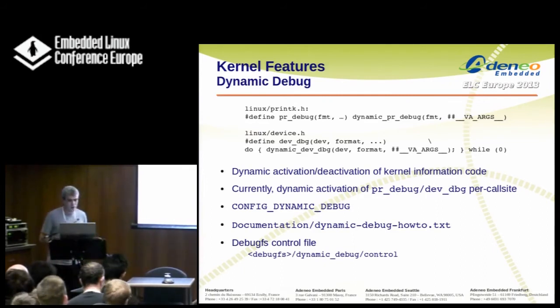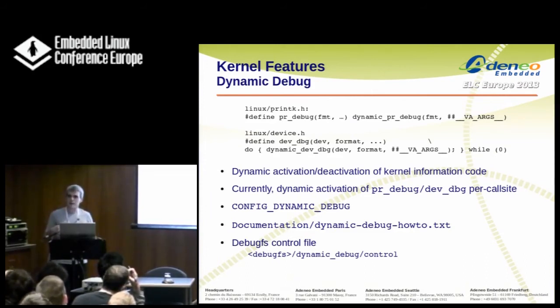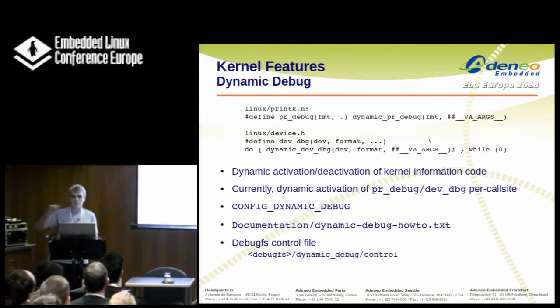Currently, it is essentially pure debug and dev debug that are branched to dynamic debugging. And in fact, there is in the debugfs file system a specific file, dynamic debug control. This interface lets you list all the dynamic debugs that you can activate or deactivate. So you cat this control file and you will have lines of formats, activatable and deactivatable per module, per function, per traces.